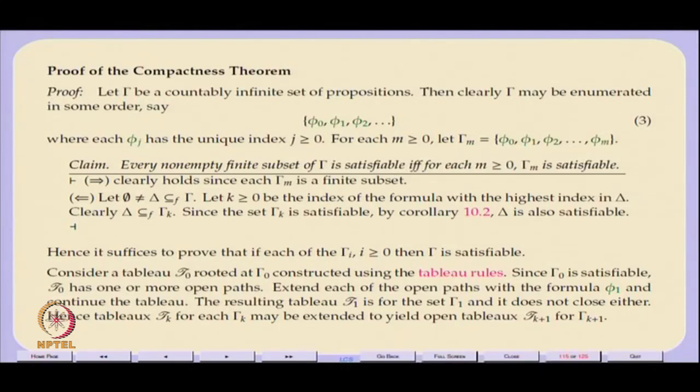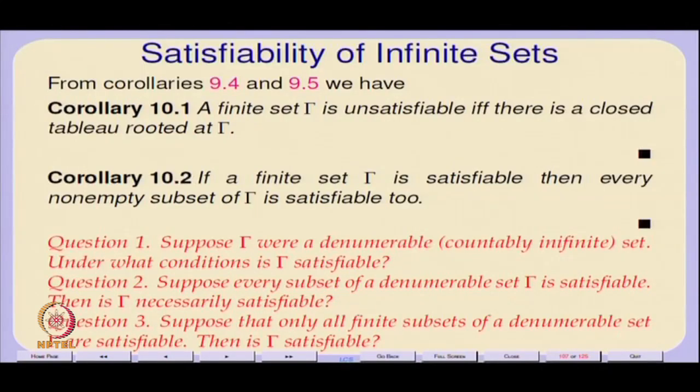So, there is a highest index in delta. Now I just take gamma m or gamma m plus 1. That will include every sentence chosen in delta. So, delta is a subset of some gamma m, some gamma k. Since gamma k is satisfiable, we know that any finite subset of gamma k is also satisfiable, because the same truth assignment which was used to satisfy all the sentences in gamma k can be used for all the sentences in delta, and it will be true.